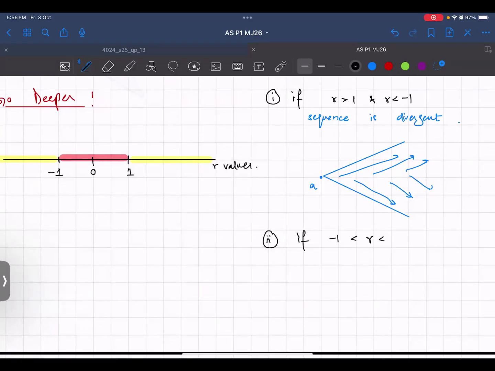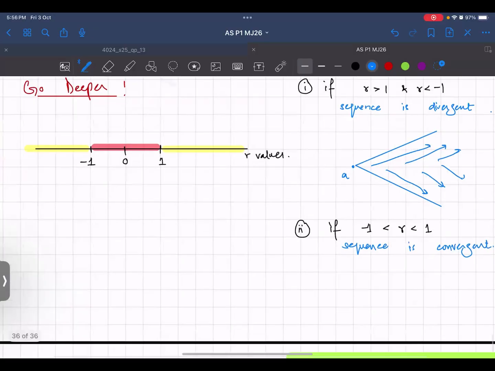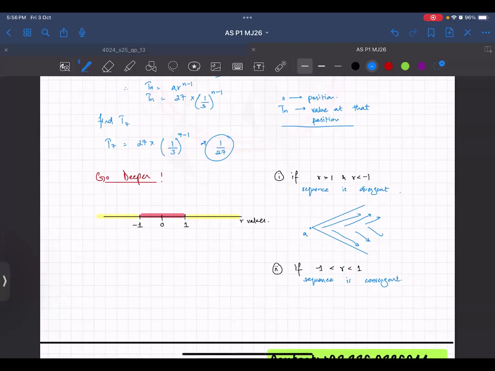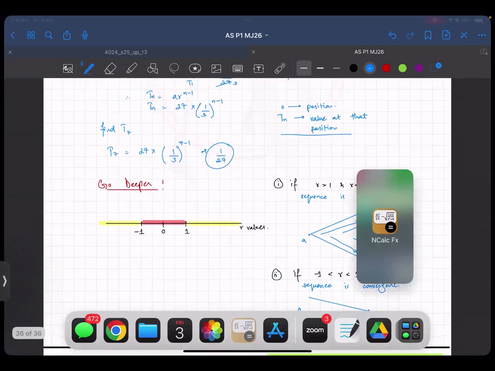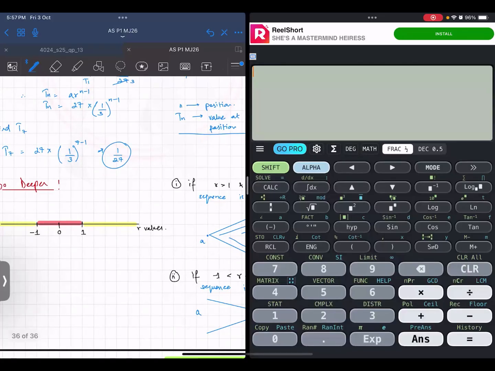Now, if your R value is between -1 and 1, then your sequence is convergent. What will happen in this case? The next term would become even smaller. It would converge like this. So the first term A would be the largest one, and then the values would become smaller and smaller, up until it would get so small that you can call it 0. It can never actually be 0, but it will be such a small number that eventually you can say that after an infinite number of times, it will reach 0.